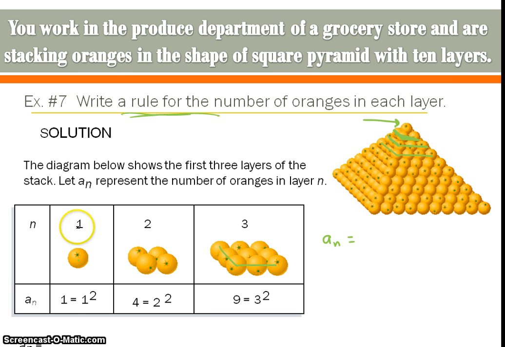What's the rule? The first term had 1 squared. The second term had 2 squared. The third term had 3 squared. The fourth term had 4 squared, so it's just n squared. So that would be our nth term rule.